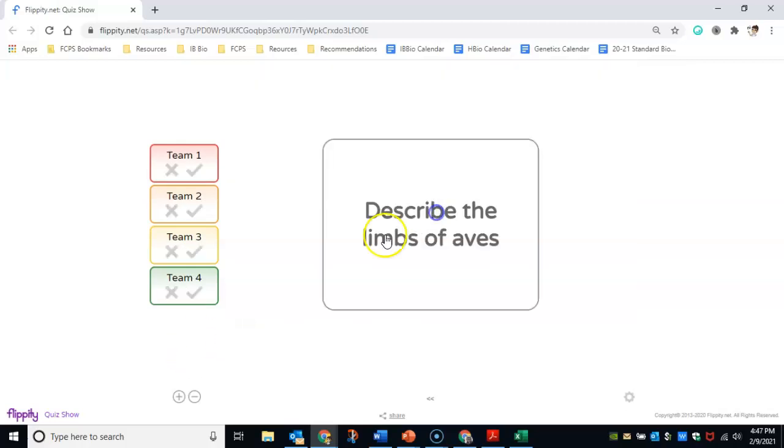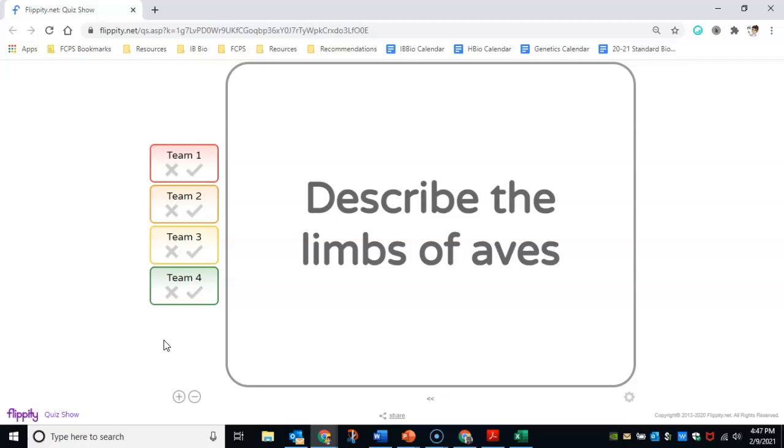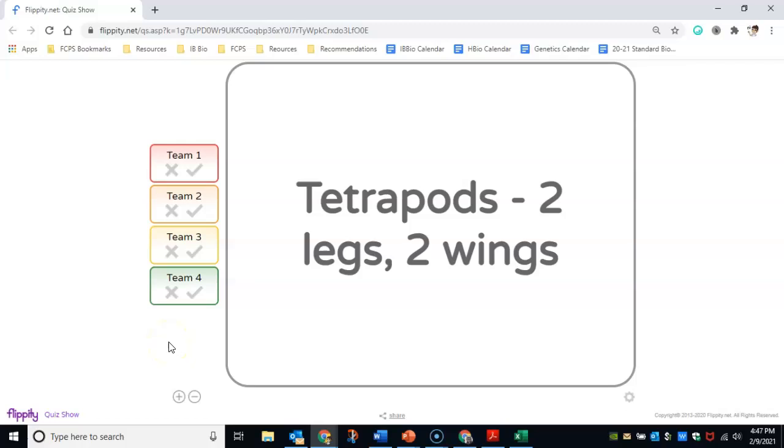For 200, describe the limbs of aves. So you have to know what that is and then understand what the limbs are. Aves are birds. So what do the limbs look like? You have wings, and then you have legs, right? They do have 2 legs and 2 wings, so they are considered tetrapods. But remember that if I asked you what limbs you had, you would say arms and legs. So make sure that when you're thinking of limbs, you're thinking of all limbs.